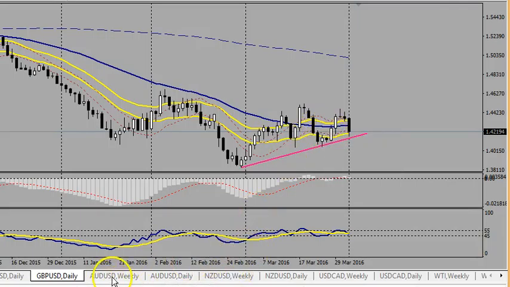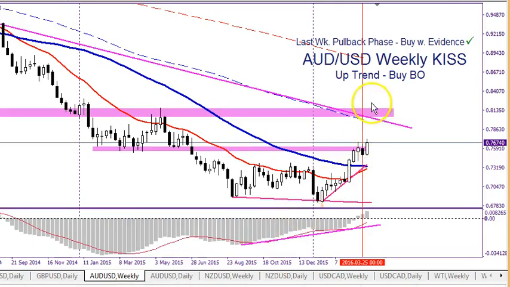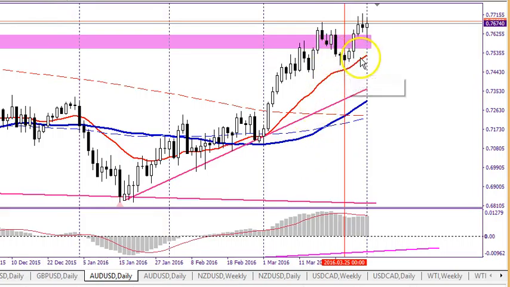Now we're going to switch to the Australian USD. Last week we were in a pullback phase. I said that we were in pullback, and I said wait and buy with evidence. Now, what does that mean? Again, wait and buy when you see evidence. Well, let's switch to the daily chart. Okay, so you can see the previous week we were in a downtrend. This is okay, uptrend here. That's the major. So the major prevailing trend is up.